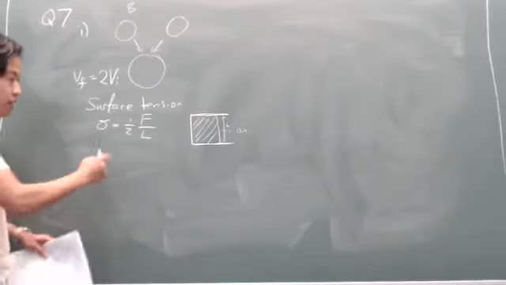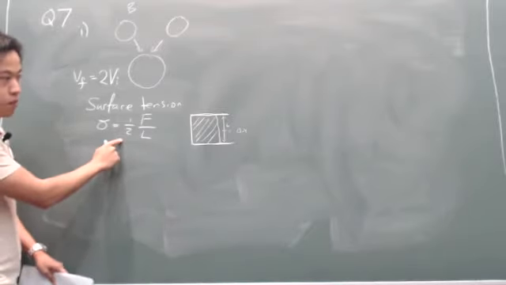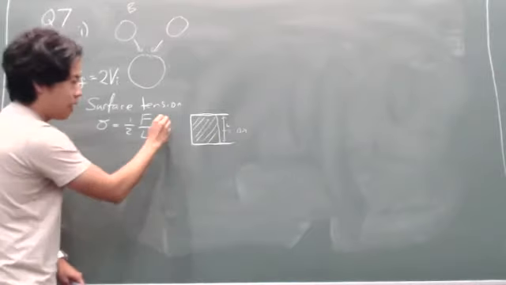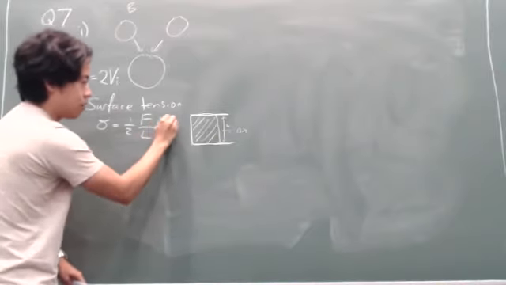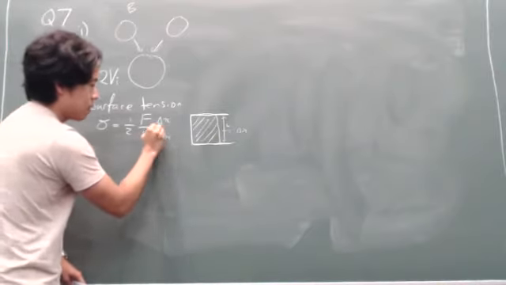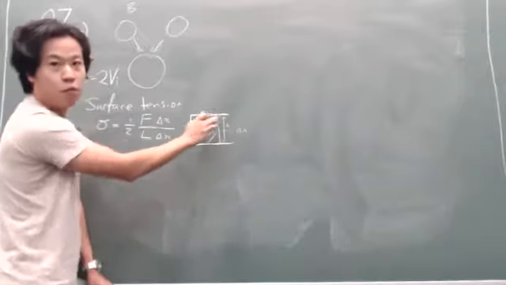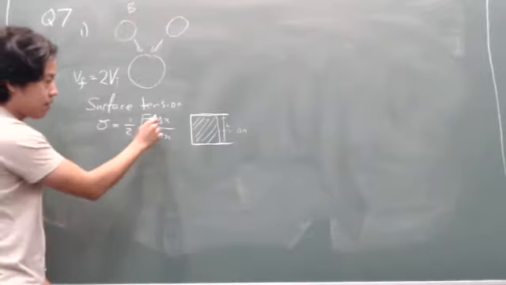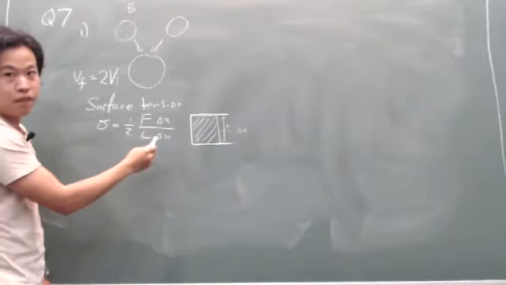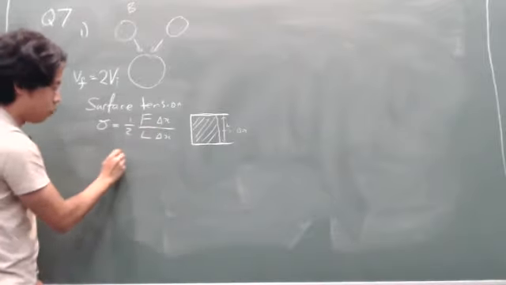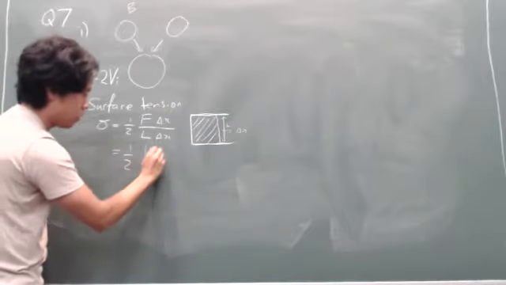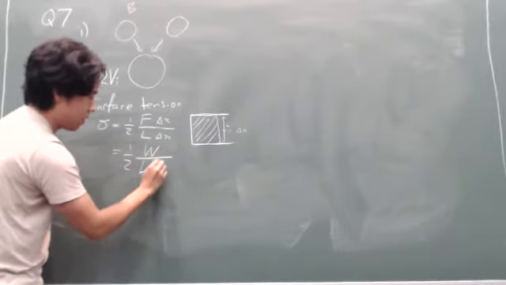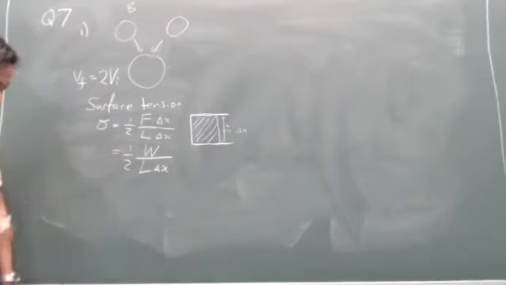Okay, so since this is the surface tension, now if we just multiply both the top and bottom by delta X, so multiply top and bottom by how far it is allowed to move in this lateral direction, then the numerator is FR. So this numerator is just going to be the work, so sigma is equal to half times the work divided by the denominator L delta X.